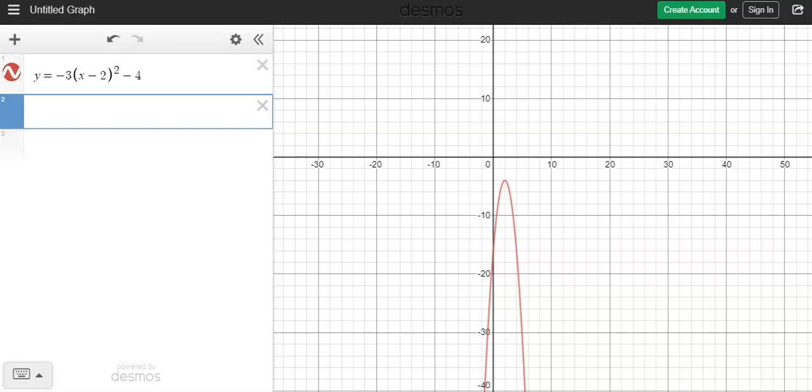I should probably put my parent function on there so you can see what we started with. Y equals x squared. This is what we started with. It's reflected. It's moved down. Now we need to talk about the range. You can think of the range as like a window shade that can go up and down.